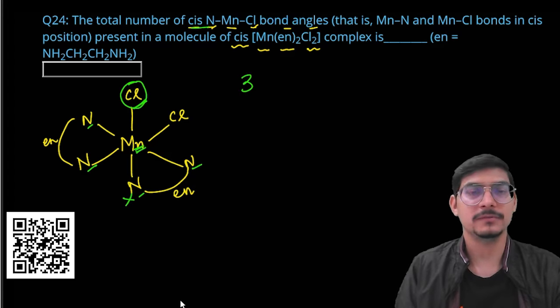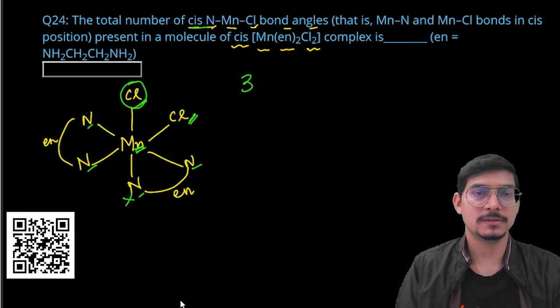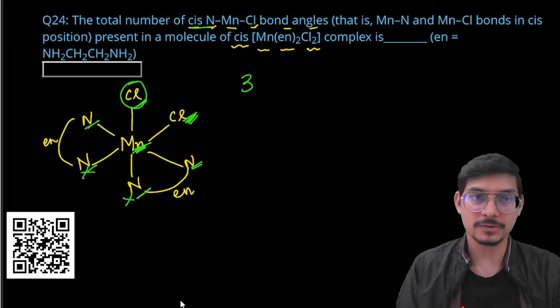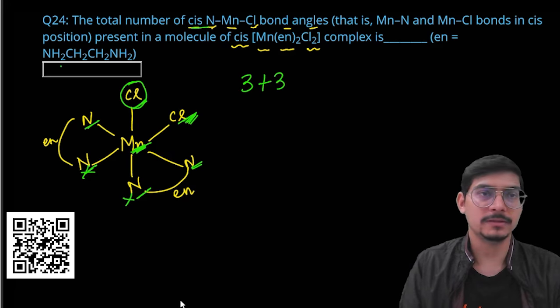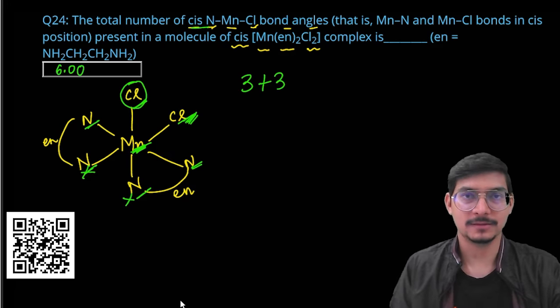Similarly, we can see with respect to this chlorine, Cl-Mn-N, Cl-Mn-N and Cl-Mn-N. These three bonds are cis N-Mn-Cl bonds. We will not count this nitrogen now because this chlorine, Mn and nitrogen, these two are trans with respect to each other. So there would be a total of 3 plus 3, 6 bond angles as per the question. So 6.00 would be the correct answer. Thank you.